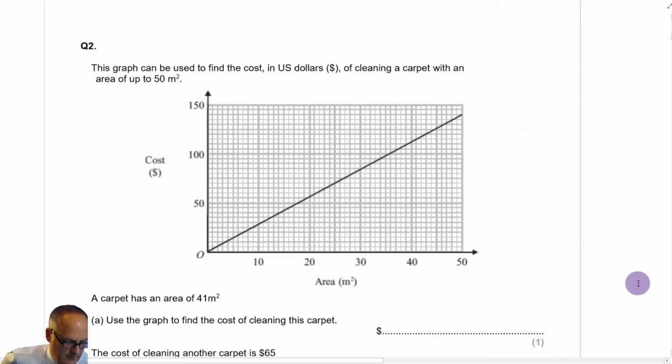This graph can be used to find costs in US dollars of cleaning carpet with an area of up to 50 meters squared. The carpet has an area of 41. Use the graph to find the cost of cleaning this carpet. So 41 is about here. So let's draw up this line to here, and then we can go across at this point and find our answer. Now this is a little bit tricky because there's 50, and that's 10 squares per every 50. So 1, 2, 3, 4 squares. If 10 squares per every 50, that means each square is worth 5. So 4 squares would give us 20. Above 100 gives us $120.